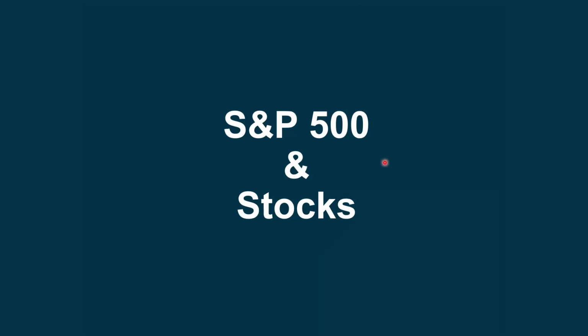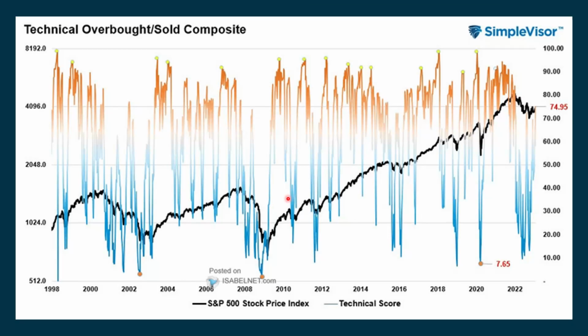Looking at the S&P 500 and some different stocks, here's the technical overbought and oversold composite. We're getting a little toppy now. We really start to pay attention to this when it gets above 75. It's right now at 74.95.